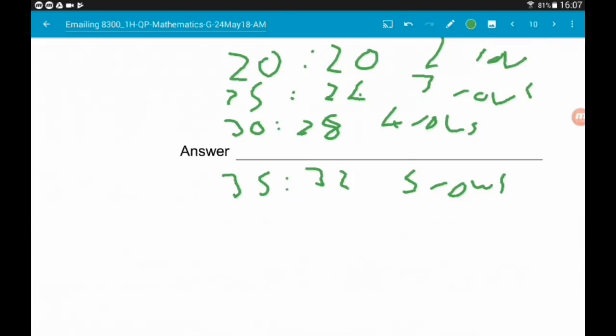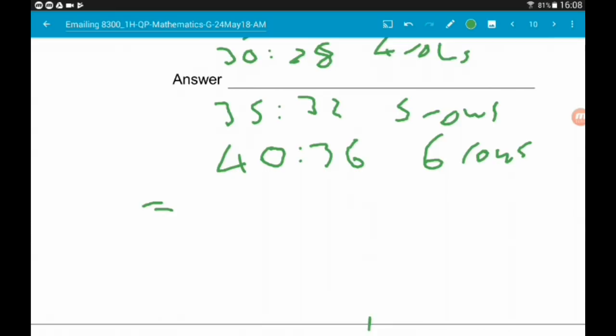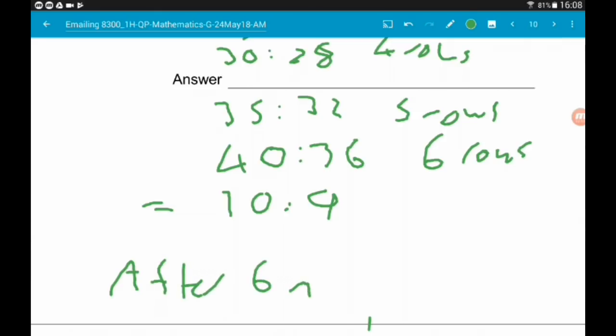One more time though, we'll end up with 40 to 36, which is after 6 rows. And this ratio has a common factor of 4. So divide both sides by that. That is 10 to 9. So it's after 6 more rows.